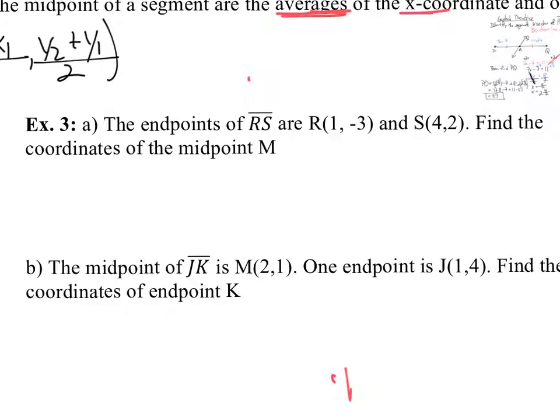We're going to go ahead and do our example 3. The endpoints of line segment RS, R being 1, negative 3, and then S being 4, 2. Find the coordinates of the midpoint. So I'm going to go ahead and graph this first, and then we'll work from that point. This one we're going to need a couple things. First of all, we need a y in the negative, and it has to go all the way down to a negative 3. So keep that in mind. And then all of our x's are positive, so that's nice.